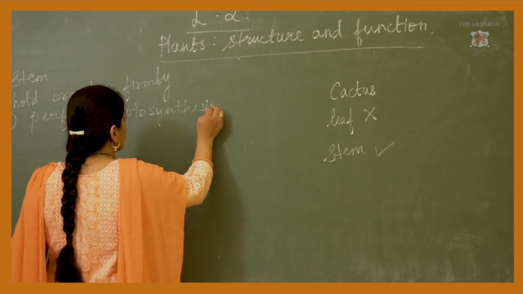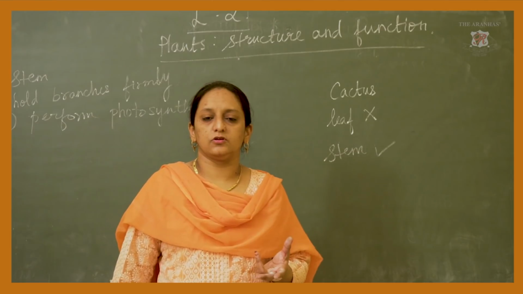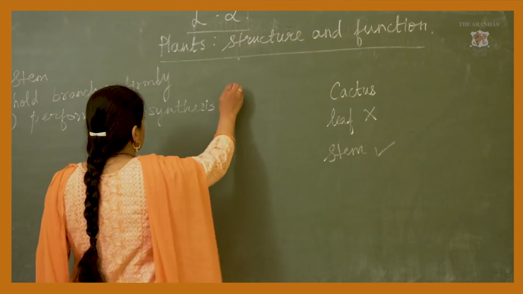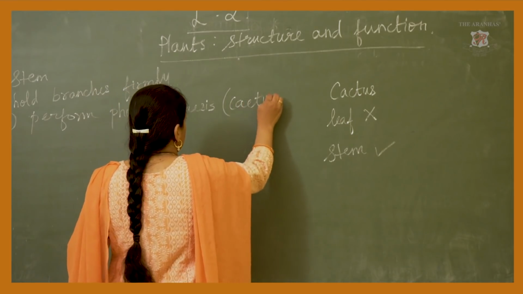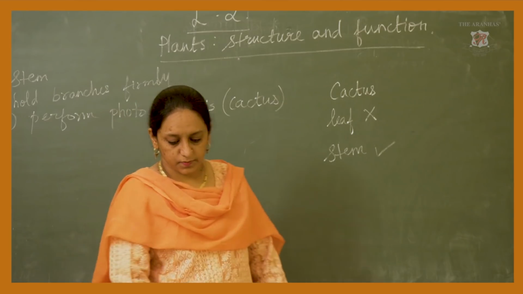Not in all plants. In plants having leaves, the leaves will perform photosynthesis because leaves are green in color. But in some specific plants, I gave you the example of cactus. It does not have leaves, so the stem performs photosynthesis in the cactus plant.